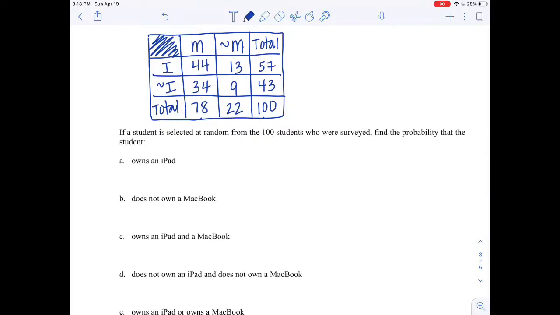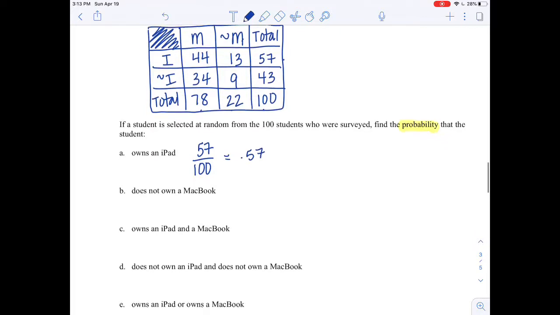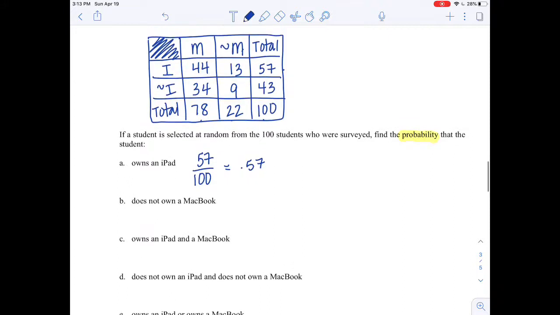If a student is selected at random from the 100 students who were surveyed, find the probability that the student owns an iPad. So we're doing probabilities for all of these. They should not just be amounts of people. Every single thing is going to be a number out of something, out of 100 or out of a specific column. We'll get there in a second. What are the chances that somebody owns an iPad? Well, what's the total for iPads? 57 people owned an iPad out of our 100 people, so 57% or 0.57. You can leave it as 57 over 100. You don't have to do it as a percent.